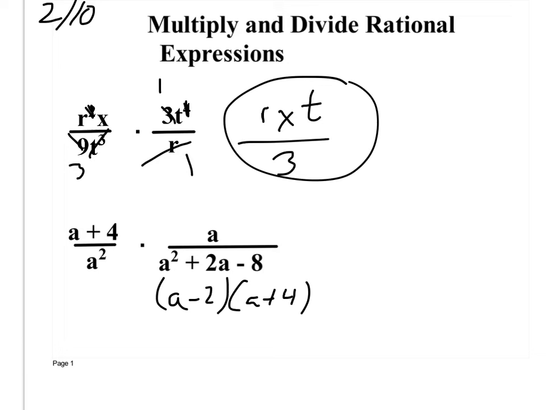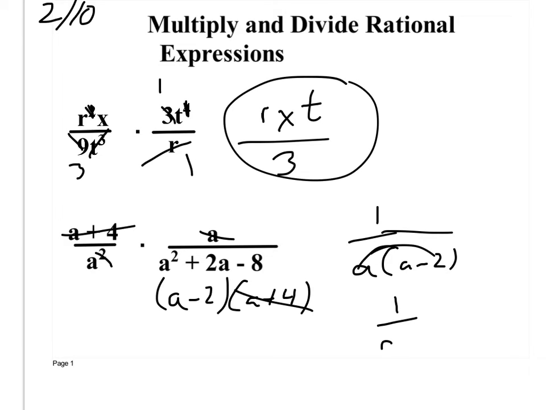Which, by the way, you got to have an a plus 4 down here because there's an a plus 4 down there. So we can get rid of the a plus 4. I can get rid of an a. Is there anything else I can do? So on bottom I'm left with a times a minus 2, which I need to simplify. So I need to distribute the a, and my answer is 1 over a squared minus 2a. Any questions?